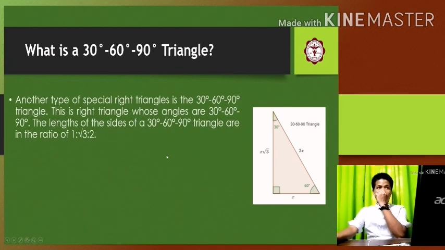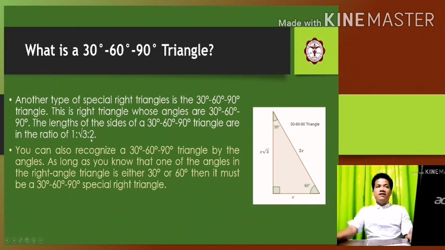Another type of special right triangle is the 30, 60, 90 triangle. This is a right triangle whose angles are 30, 60, 90. The lengths of the sides of a 30, 60, 90 triangle are in the ratio of 1 is to square root of 3 is to 2.